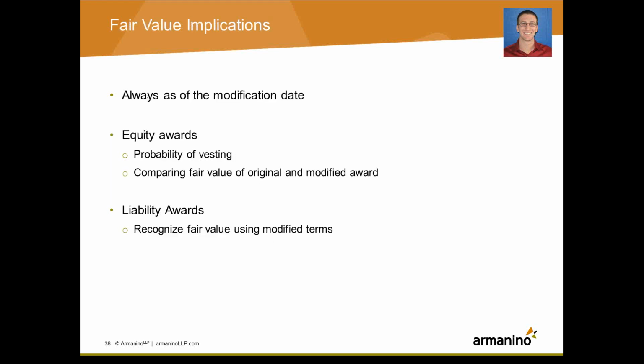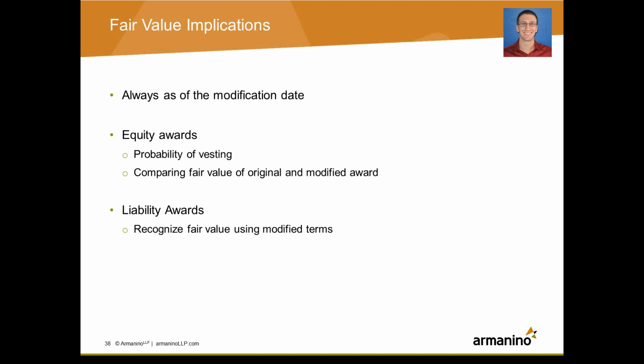Yeah, definitely agreed, seeing that overlooked as well. And a lot of times if you have a system, they'll help you in that process. But again, you have to know how to apply the valuation assumptions. So as far as the fair value piece, you're always going to do an analysis as of the modification date. And for equity awards, it's going to be based on the probability of vesting. So you're going to compare the fair value of the original versus the modified award. In some cases, the fair value of the original may be 0 if it was improbable of vesting, and so therefore you're going to just take the full amount of the modified award.